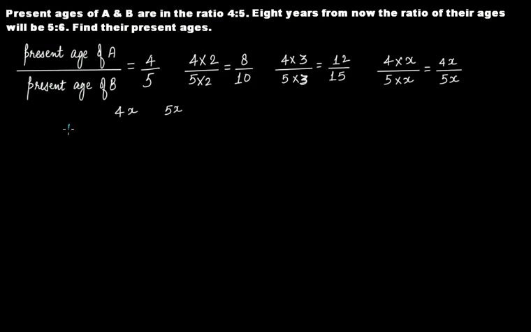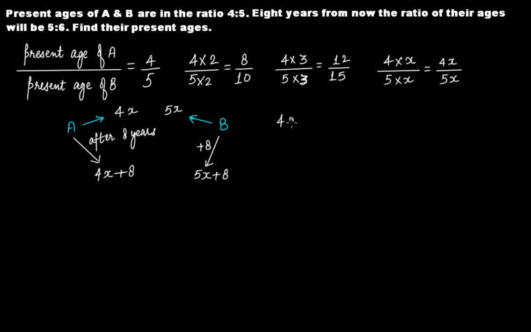This is for A and this is for B. 8 years from now, the ratio of their ages will be 5:6. 8 years from now, that is after 8 years, the age of A will be how much? After 8 years, it will be 4x plus 8. And after 8 years, the age of B will be 5x plus 8.